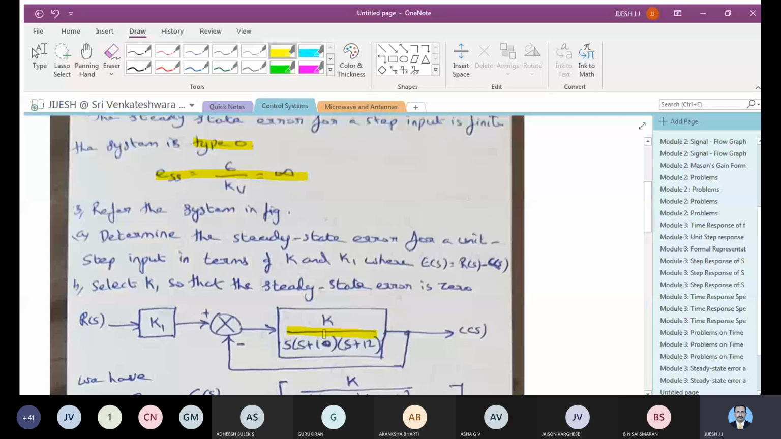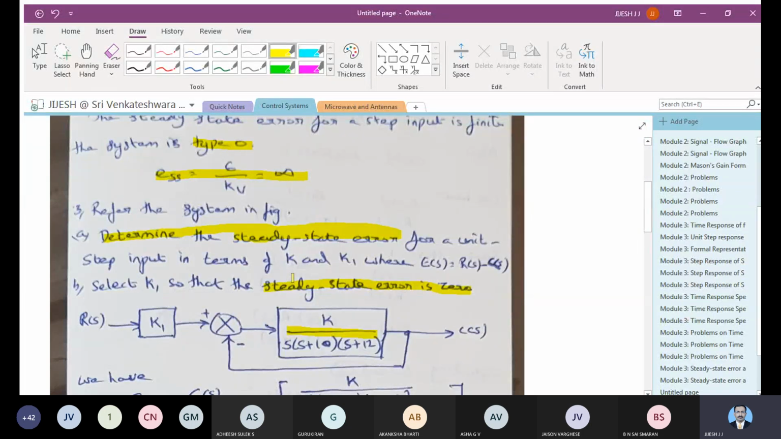So we'll see how best we can go about determining the steady state error for a unity step input. So you need to find out the steady state error, that is ESS, and select K1 so that the steady state error is 0. So you have to select K1 in such a way that your error goes to 0.